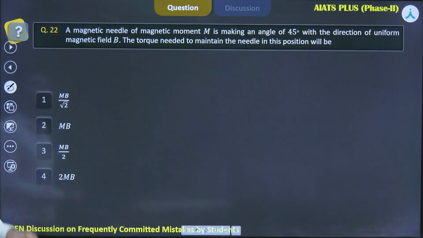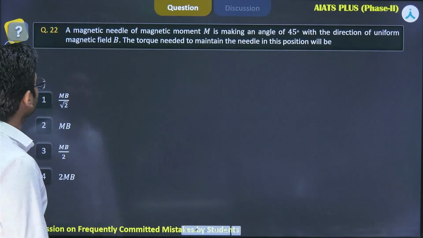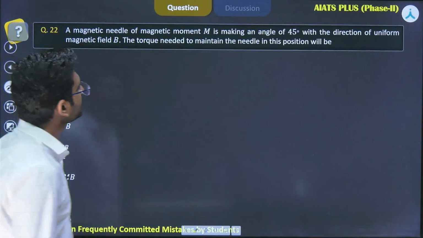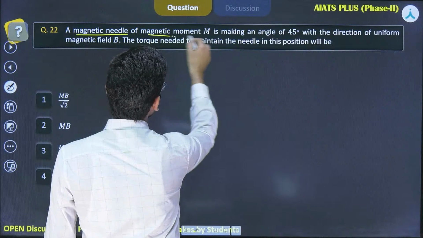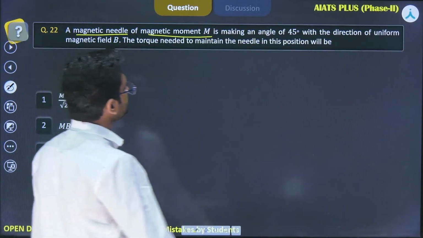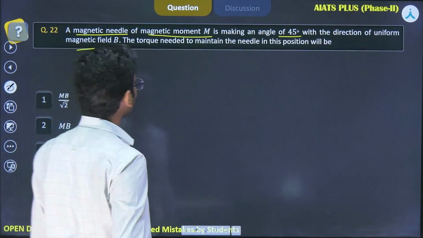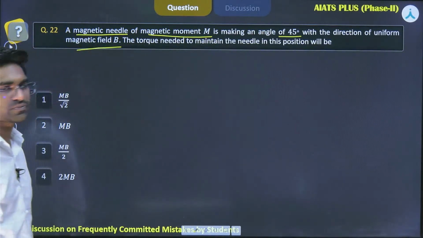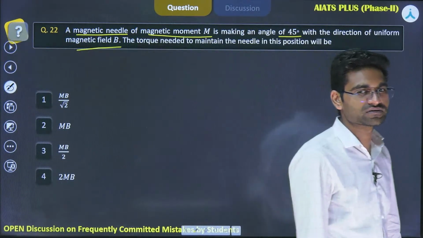A magnetic needle of magnetic moment M is making an angle of 45 degrees with the direction of uniform magnetic field B. Okay, so there is a magnetic needle and the magnetic moment of that needle is M. And this is making an angle of 45 degrees with the direction of uniform magnetic field B. The torque needed to maintain the needle in this position will be. Why do we need torque to maintain this needle in this position? Why?